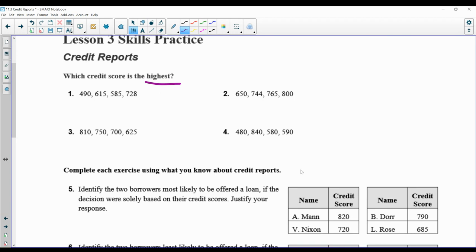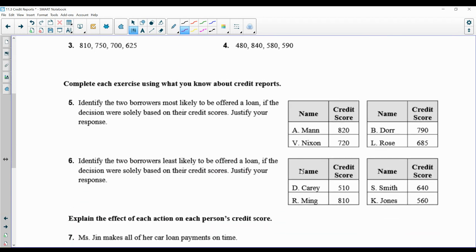Then you would go with question number 5. This one you would look at the table and it's asking for the 2 people most likely to be offered a loan. You can go back to the notes, but we talked about most likely. Question number 6 is going to be the 2 people that are going to be least likely to be offered a loan.